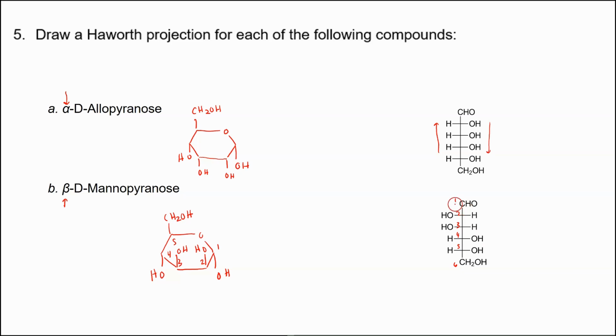The trick here is remembering which order to number in the Fischer projection. 1 is always at the top or at the aldehyde. And then when you number here, the hemiacetal is 1. The oxygen is going to be coming off of carbon number 5. So just number 1 on this side and then go around clockwise.